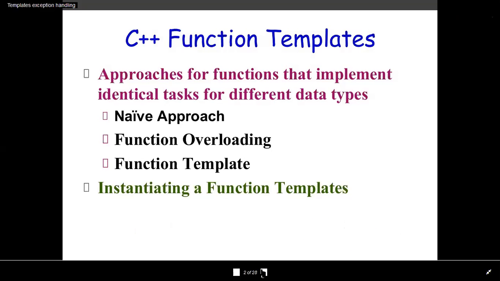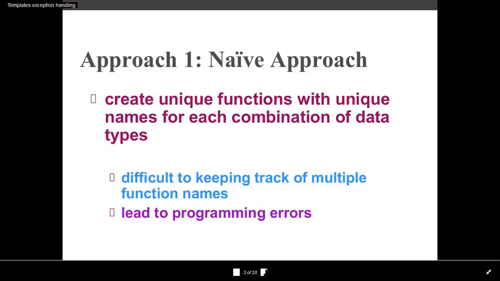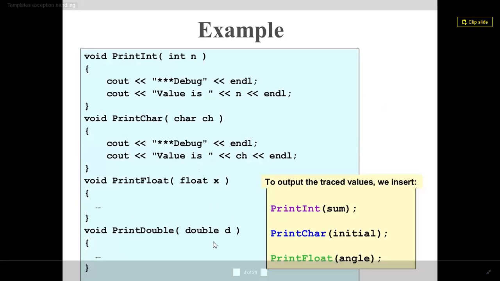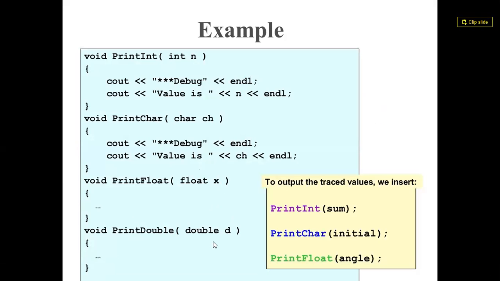Now let me explain with an example, it will make more sense. So what is actually an identical task? For example, look at this program. You want to write a program that can print an integer, a character, a float, or a double. That means your program can print integer, double, float, all data types.